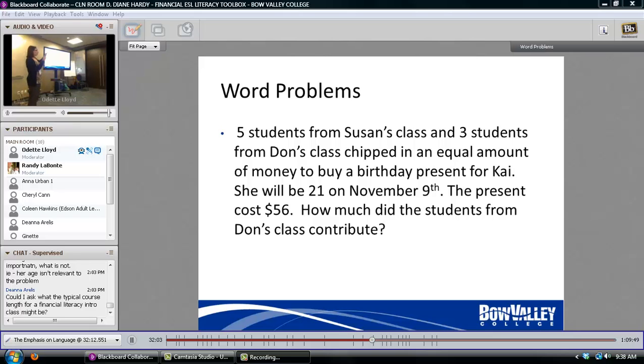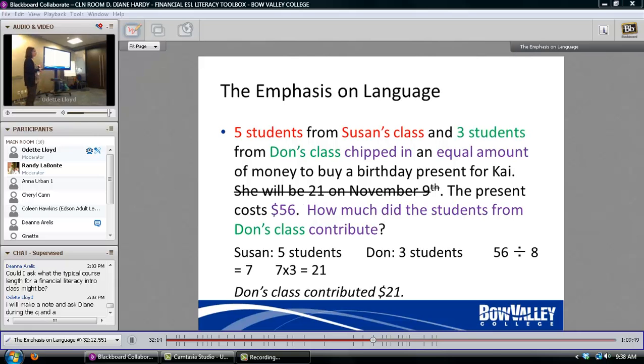And then they have to group ideas together. And there's another three learners in Dawn's class. Then we'll take another highlighter and we'll look at some of the vocabulary that you may not understand. And so things like "chipped in," that's really difficult. What does chipped in mean? An equal amount of money, equal amount.